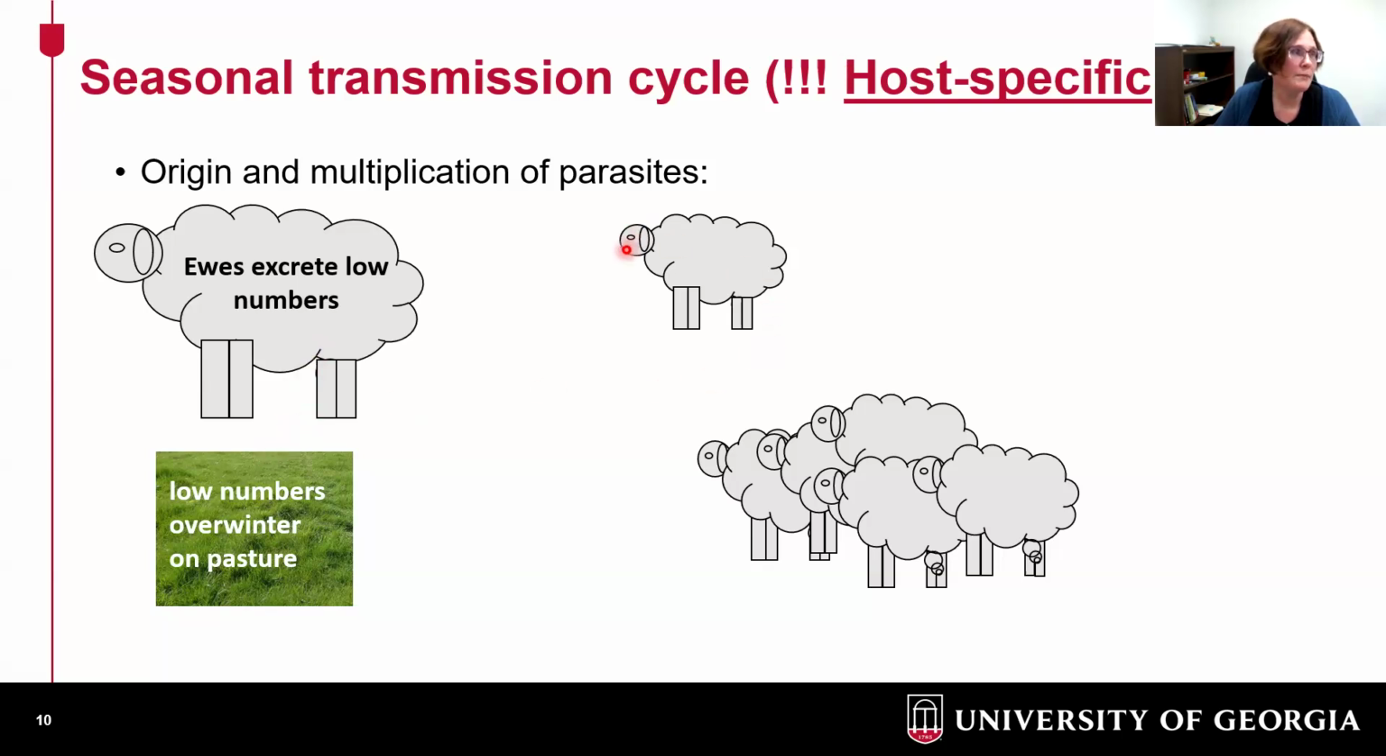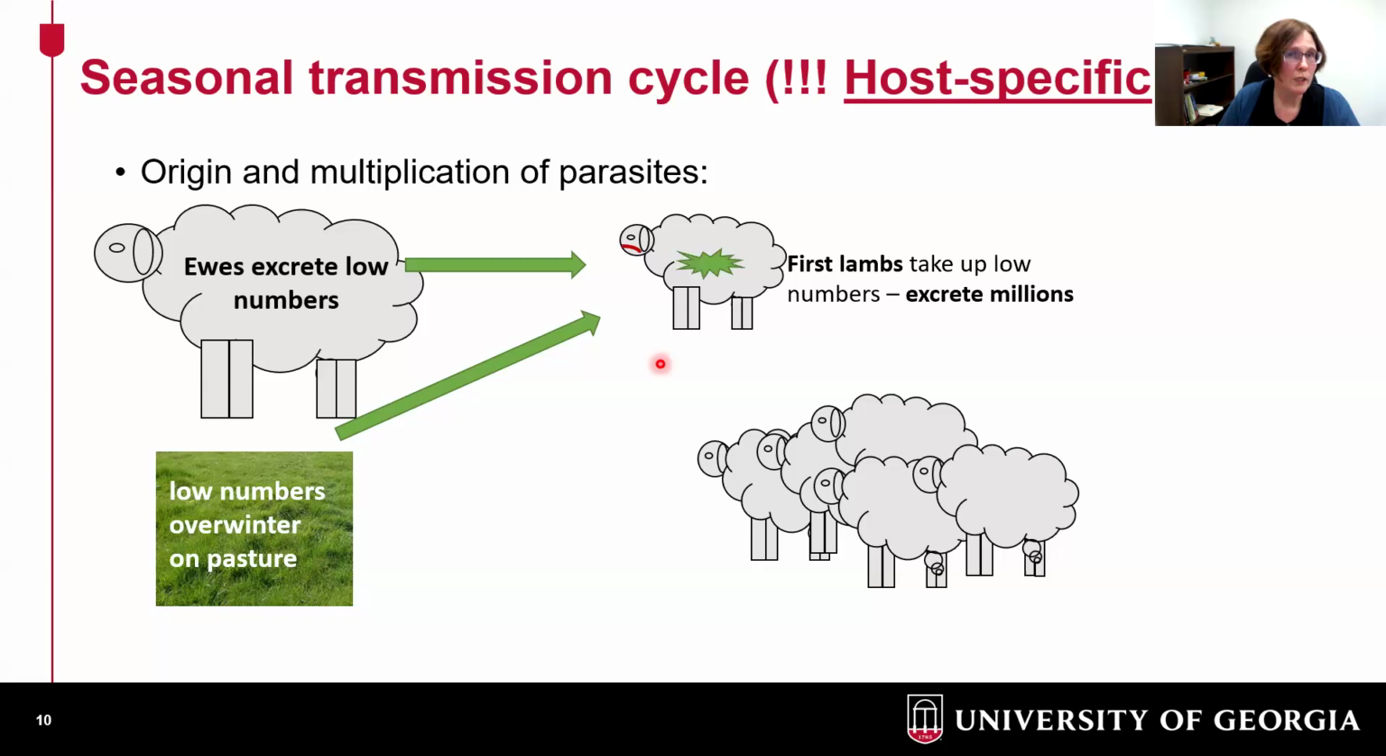So where do the first lambs get it from? So when we start lambing or kidding season, the origin of the first infection material is usually the ewes that have that partial immunity and will excrete some of the parasites. And then also low numbers may overwinter on pasture or may be present in your animal housing. So those are usually low amounts of parasites that go into the firstborn lambs or kids.